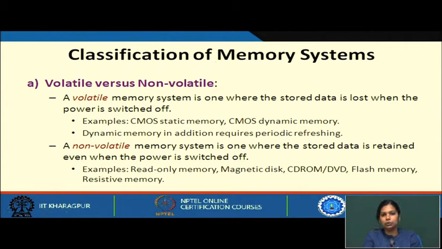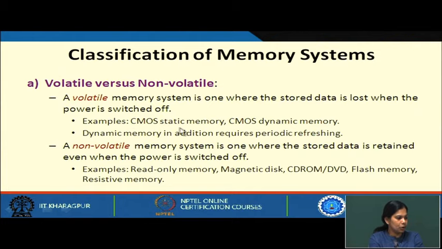One way to classify a memory system is volatile versus non-volatile. With respect to volatility, a volatile memory system is one where the stored data is lost when the power is switched off. That means as long as the power is applied, the data will remain, but as soon as the power is taken off, the data goes off. It is volatile.